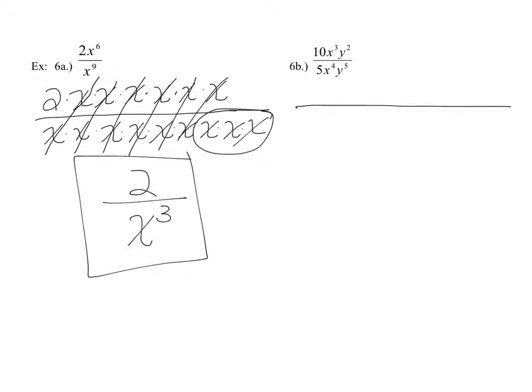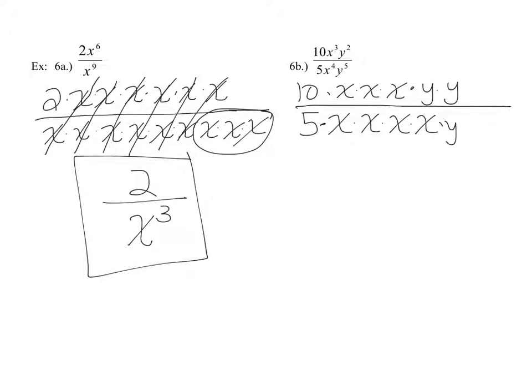So I've got on the top a 10 times 3 x's, so x times x times x, times 2 y's, so y times y. On the bottom I have a 5 and 4 x's, x times x times x times x, and then on the bottom, I've got 5 y's. 1, 2, 3, 4, 5 y's, okay? Now, again, reminder, the 10 over 5, we're going to reduce that. That's 2 over 1, but we don't need the 1 in the denominator. So we just have a 2 in the numerator.